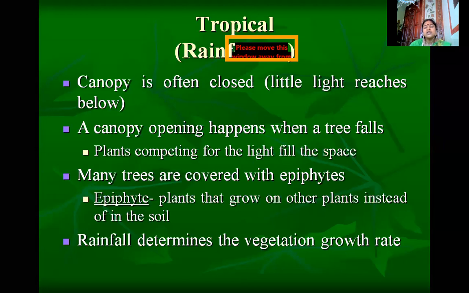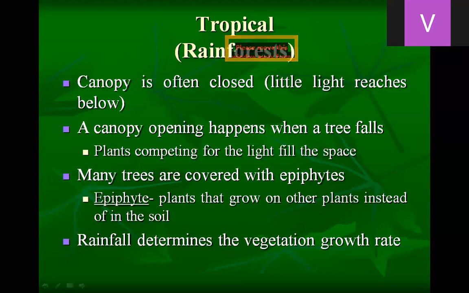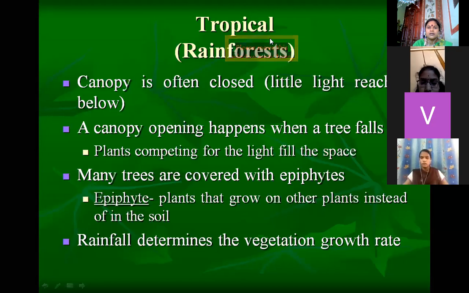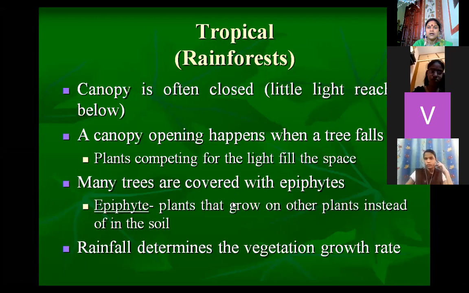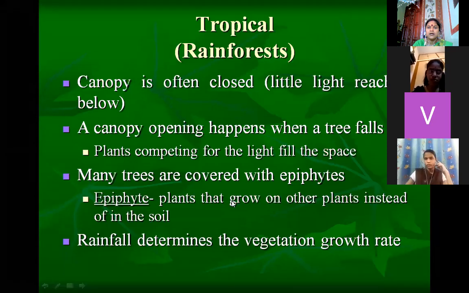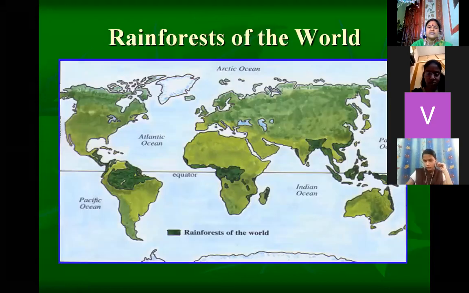You could have seen money plants or some other plants growing on some other trees. That is an example for epiphyte. And rainfall determines the vegetation growth rate here in this rainforest.